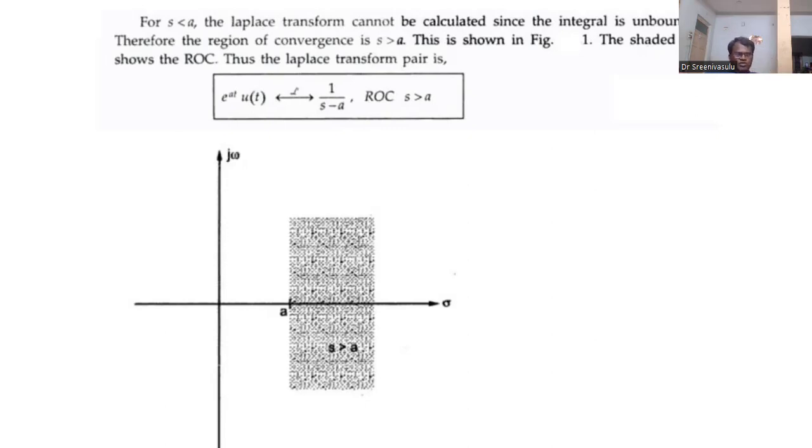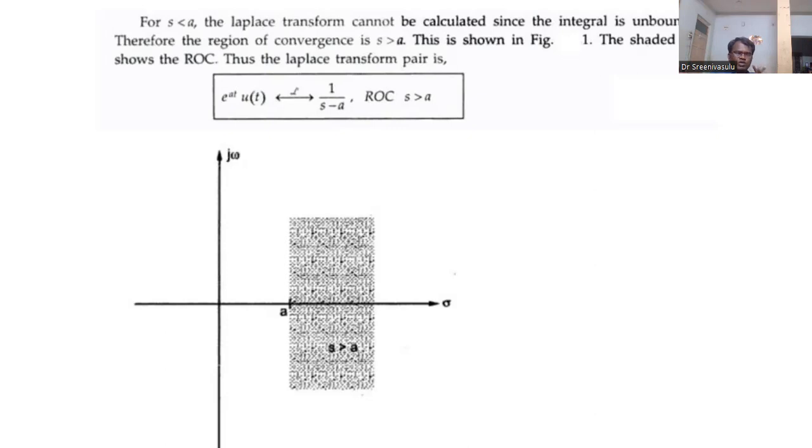And then you observe the ROC condition. It is real part of s greater than a. Greater than a means right sided. So the shaded region, the entire imaginary axis from minus infinity to plus infinity, on sigma is equal to a, the entire right sided portion is the ROC for this particular problem.